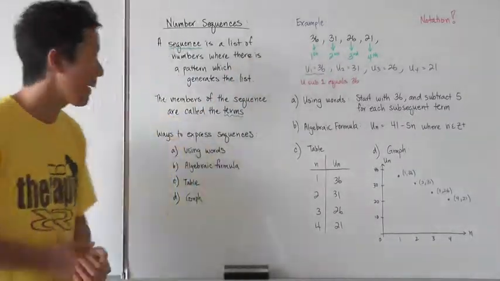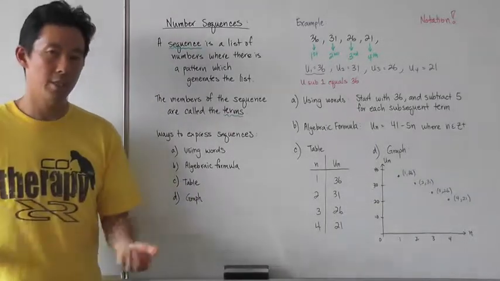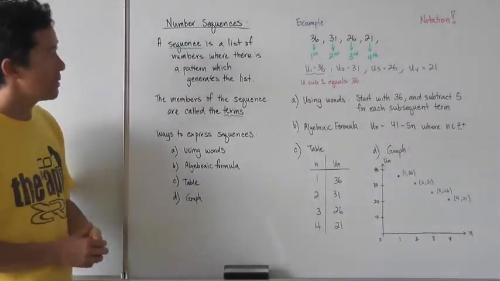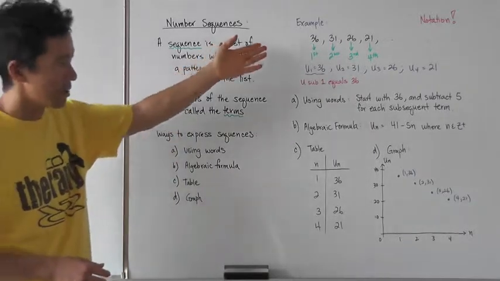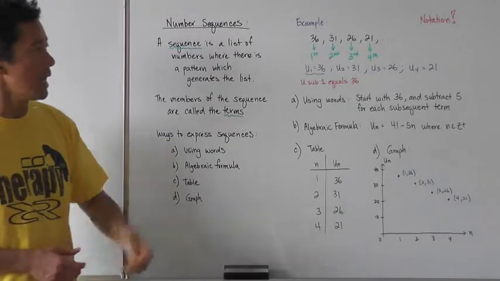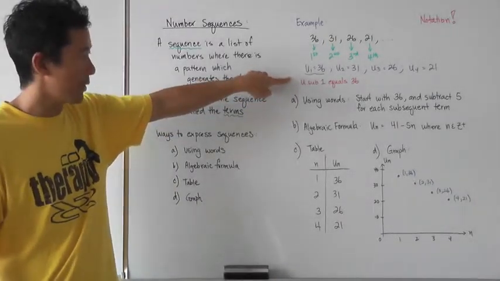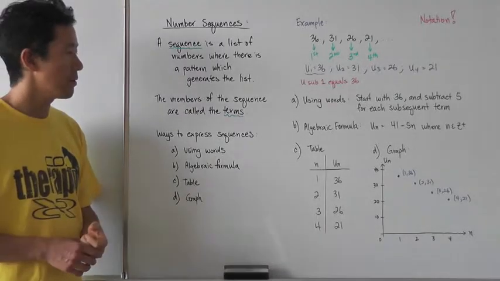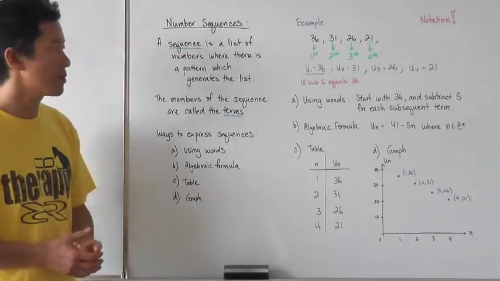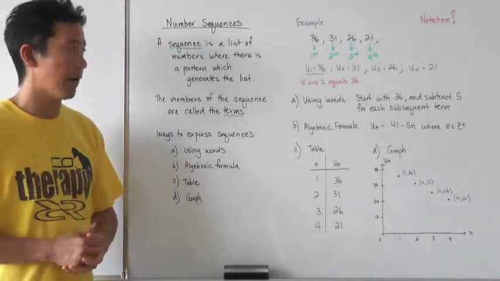Okay, so let's recap. Remember again, a sequence is a list of numbers where there is a pattern which generates the list. All the members of the sequence are going to be called terms of the sequence. And the notation is going to be very important to become familiar with. Now there's 4 ways that we can express sequences. We can use words, use a formula, use a table, or use a graph.